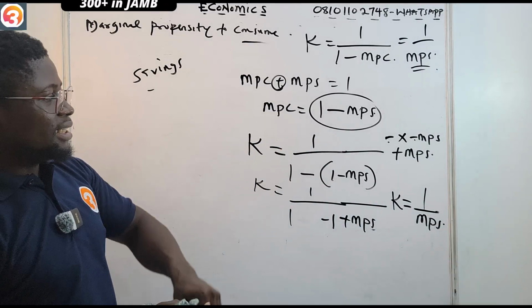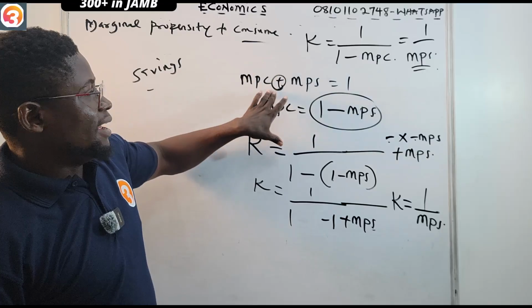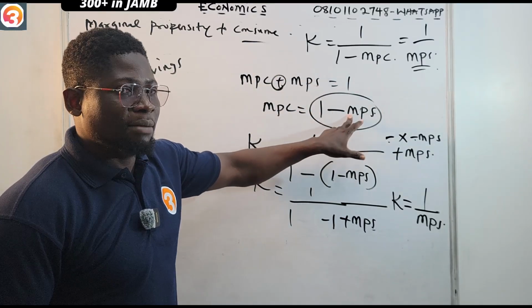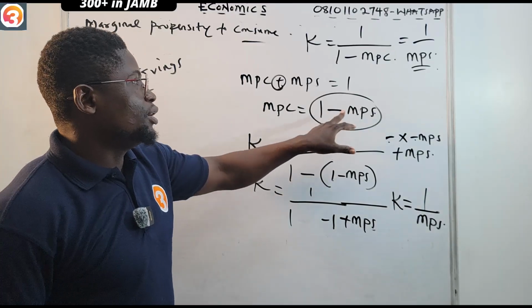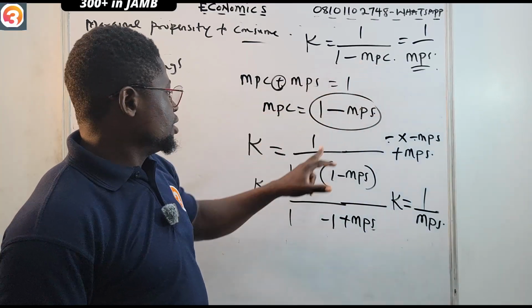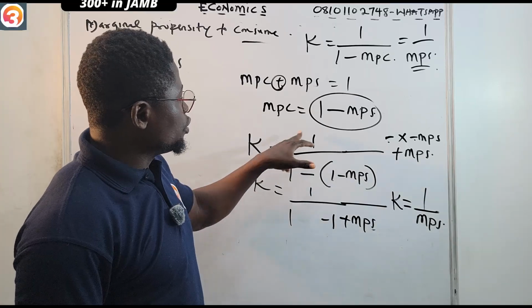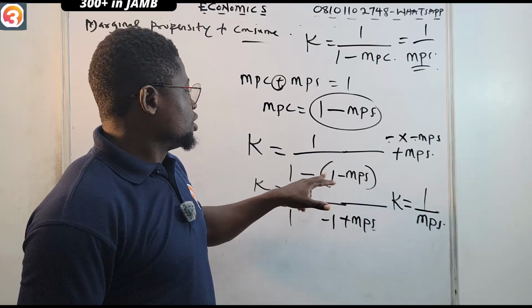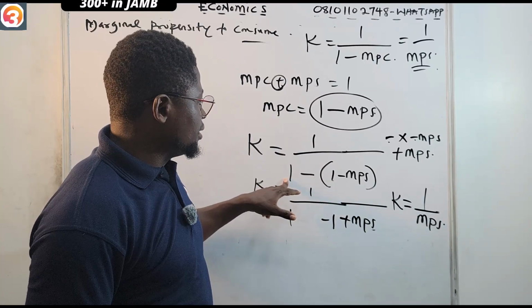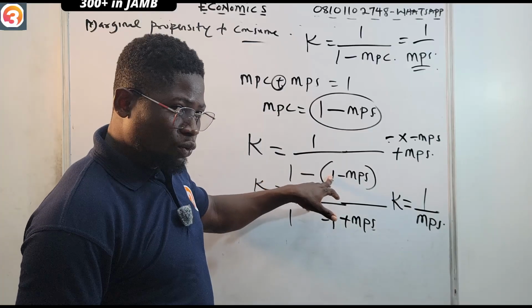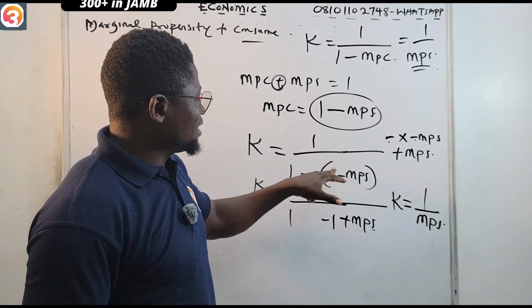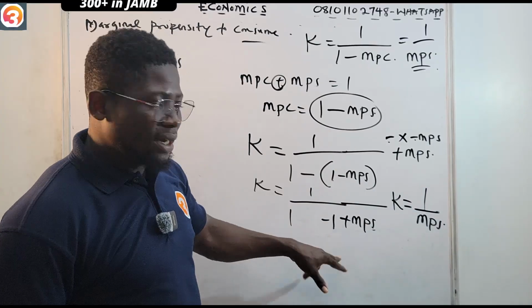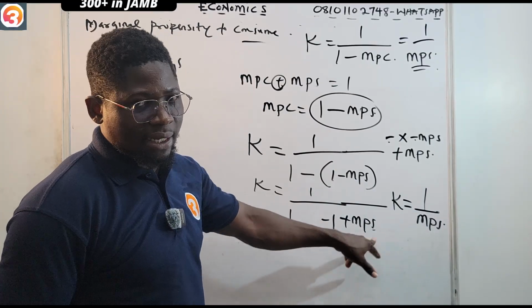So what we just did was, from MPC plus MPS equals 1, we found that MPC is 1 minus MPS. Then we substituted 1 minus MPS into this formula. So K equals 1 over 1 minus, in brackets, 1 minus MPS. It has to be inside the bracket. Now we open the bracket. Minus times 1 is minus 1. Minus times minus MPS is plus, so it becomes plus MPS. 1 minus 1 is 0, so what is left is only 1 over MPS.